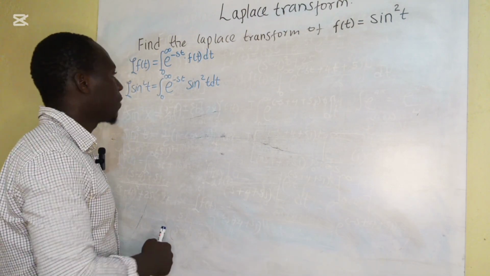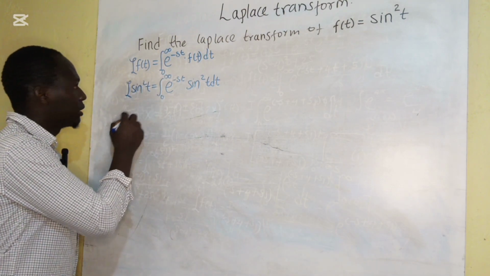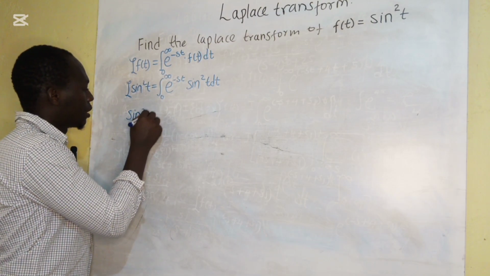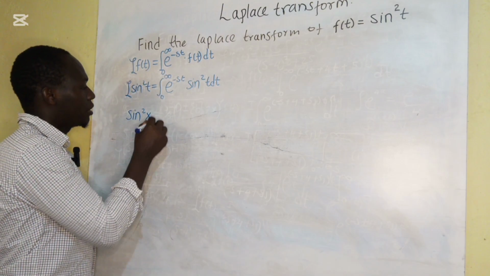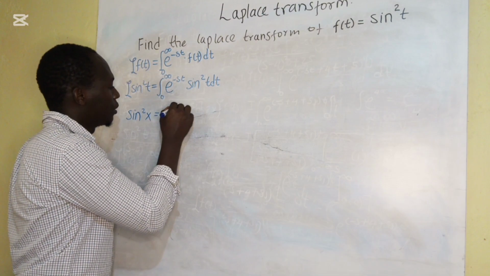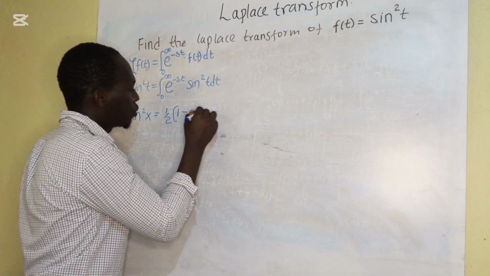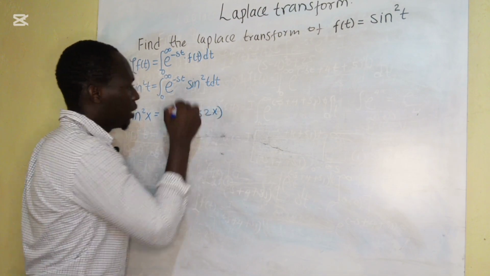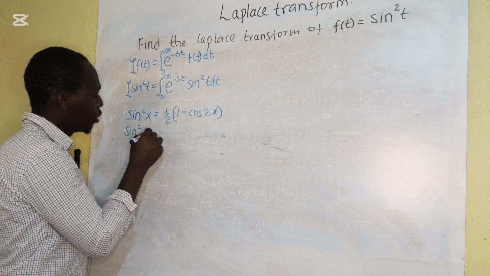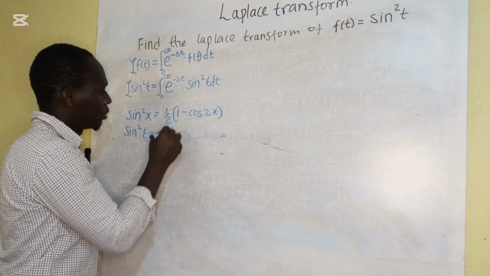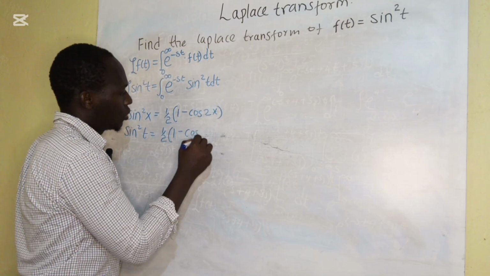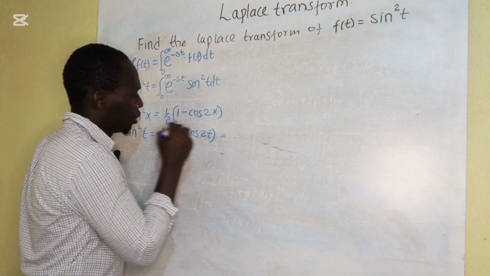Using the trigonometric functions formula, we understand that sine x everything squared is equals to a half into 1 we subtract from cos 2x, to mean that our function sine squared t is going to be equals to a half into 1 we subtract from cos 2t.